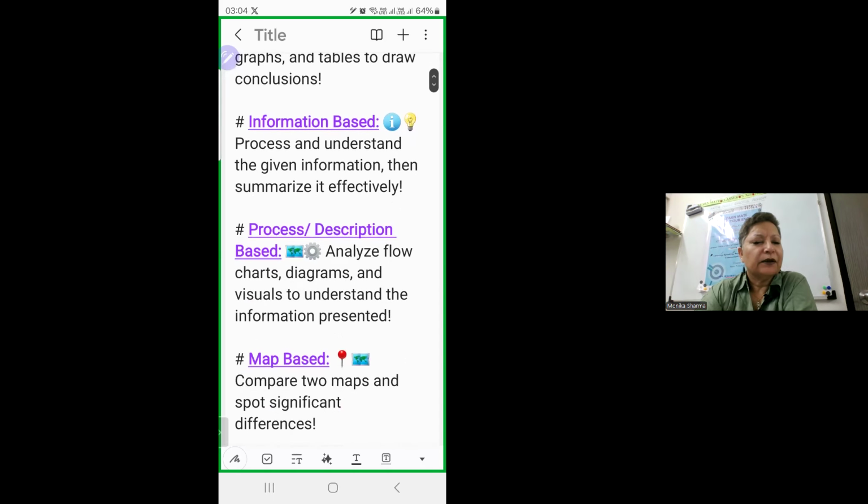Information based. There is a process which is mentioned in that. It could be the life cycle of a butterfly. It could be a weather cycle where the cycles and the currents change. You may have to look at that kind of information, process that information, and then summarize it effectively.